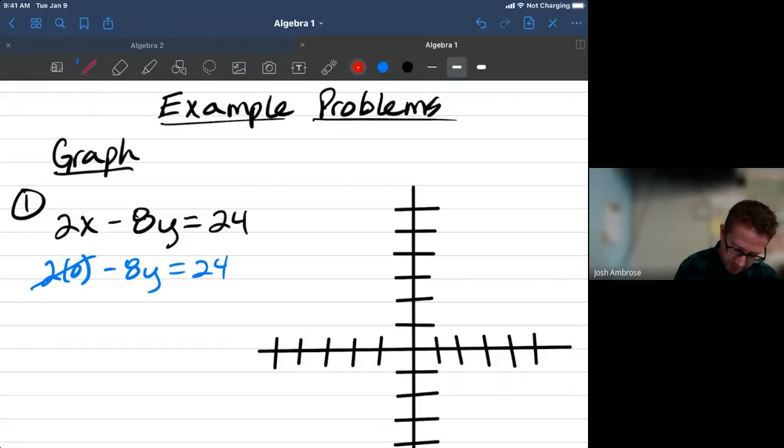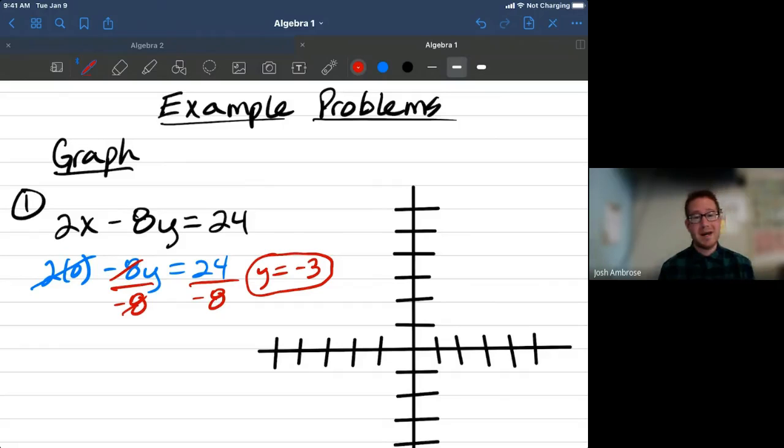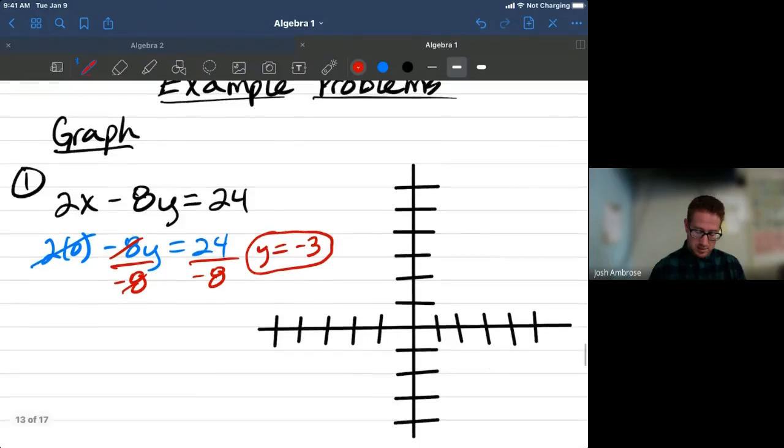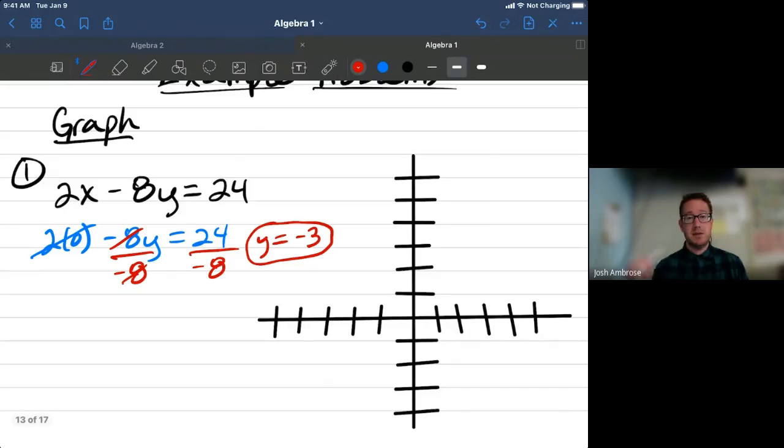And how do we solve that? We would divide both sides by negative 8. That would cross out, and that would leave us with y equals negative 3. So that right there is our y-intercept, okay? So if I want to plot that right now, all I need to do is go to the y-axis. Remember, here's y, here's x. All right, and we just go down 3 times. Okay, 1, 2, 3. There we go. There's a dot.